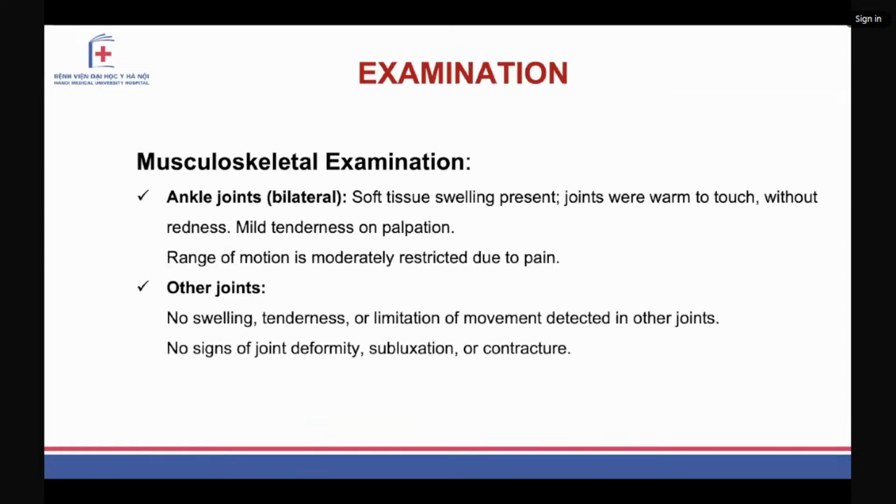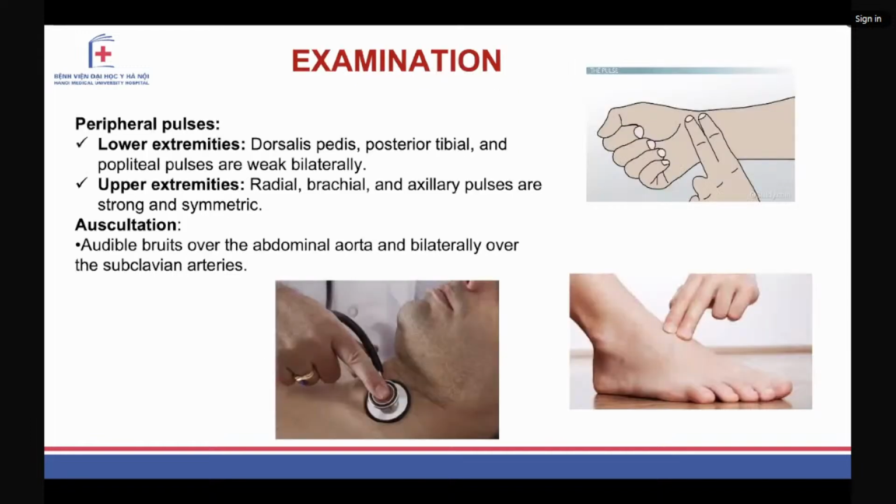On musculoskeletal examination, we found the patient had bilateral ankle joint involvement. Soft tissue swelling was observed, and the joint was warm to the touch, but with no redness. There was mild tenderness on palpation. Range of motion was moderately restricted due to pain. The other joints were normal.